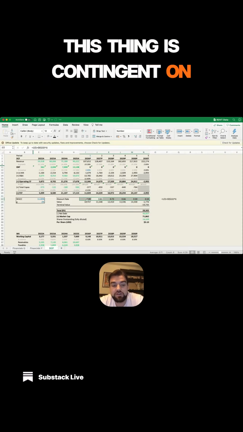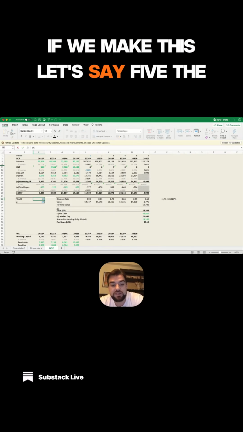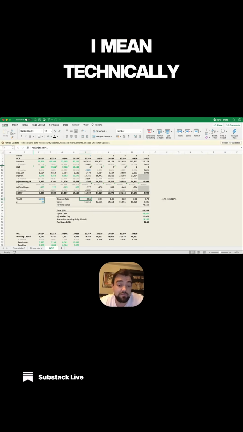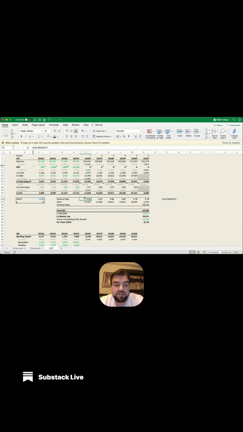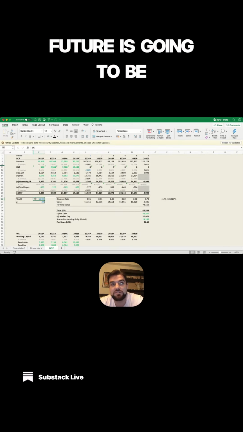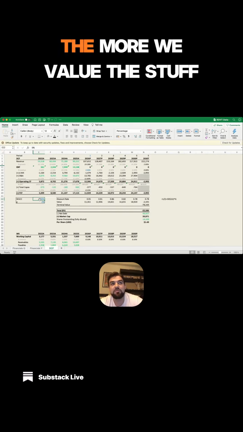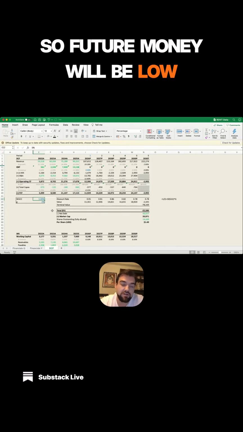This thing is contingent on essentially one number, and that is WACC. If we make this, let's say 5, the discount rate will be higher. I mean, technically lower in terms of the ultimate value. And that is because we think that the value of money in the future is going to be more than, the higher the WACC, the more we value the stuff in the present. So future money will be lower.